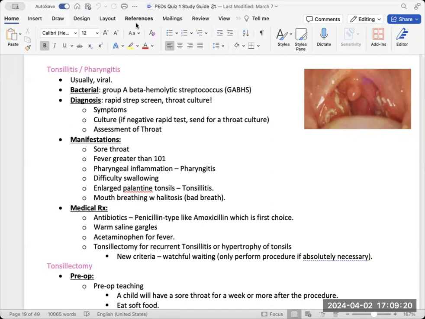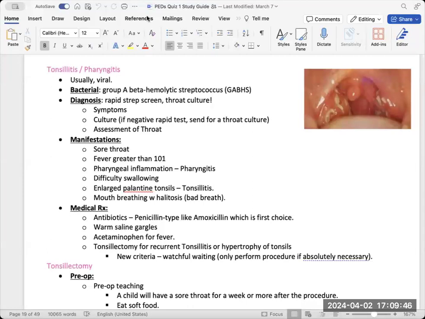That includes a sore throat, a fever of greater than 101. They're going to have pharyngeal inflammation, and anything that ends in itis means inflammation. So pharyngitis, tonsillitis. If you can think of that while you're taking your exam, like, okay, this is tonsillitis, this is inflammation of the tonsils, inflammation of the pharynx, whatever. That means I expect to see some sort of swelling, right?